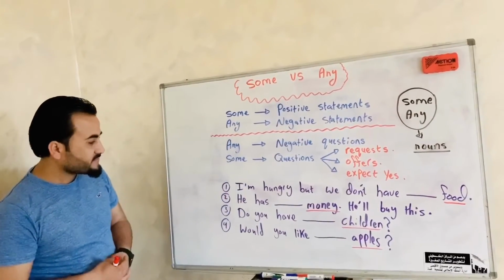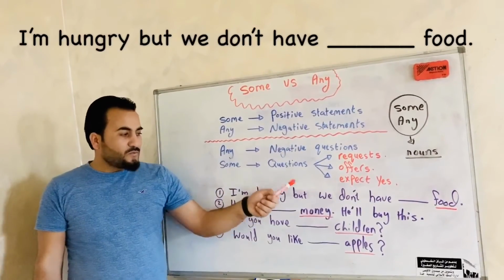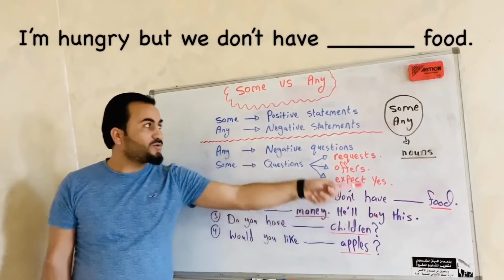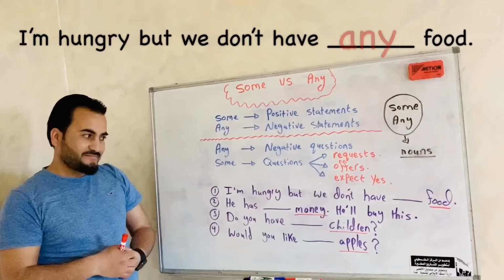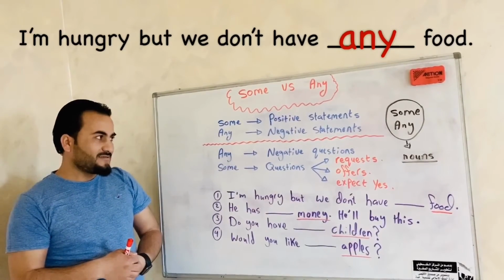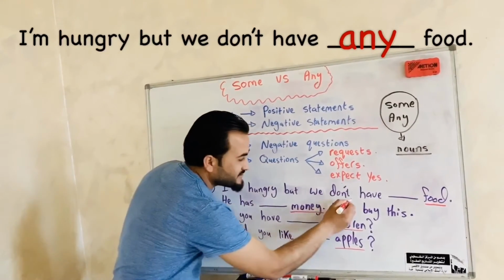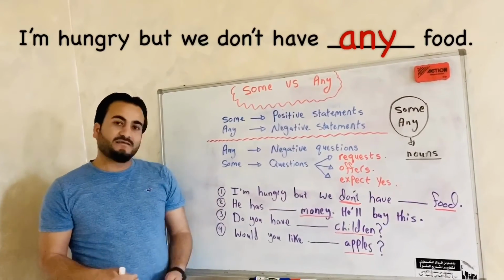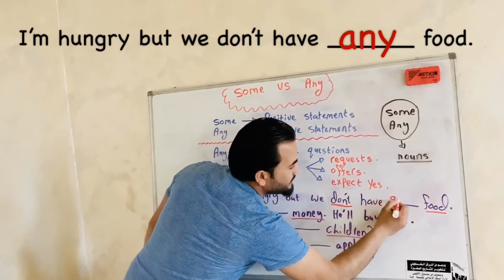Number 1, I am hungry, but we don't have, what do you think? Some food or any food? I'm hungry, but we don't have any food. Why did you choose any? Because it's a negative statement. Very nice. Where is the negation here? Don't. Don't, doesn't, haven't, hasn't, isn't, aren't. This is the negation. So the answer here is any.